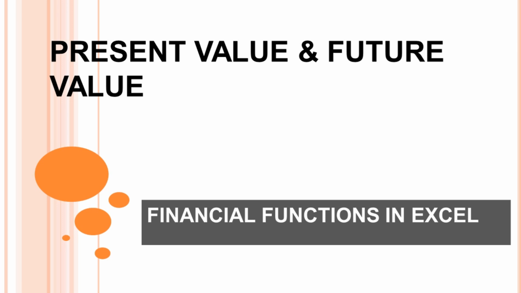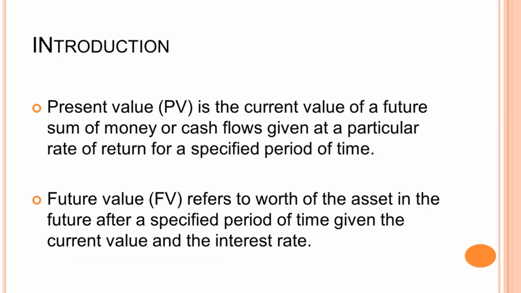Here we will be looking at the present value and the future value functions. Before getting started with Excel, let's understand what exactly present value and future value mean. Try to understand it this way: present value is the current value of your money. Whatever money you will be getting after a certain period of time, or whatever money you are holding right now, the value at the current moment is the present value.